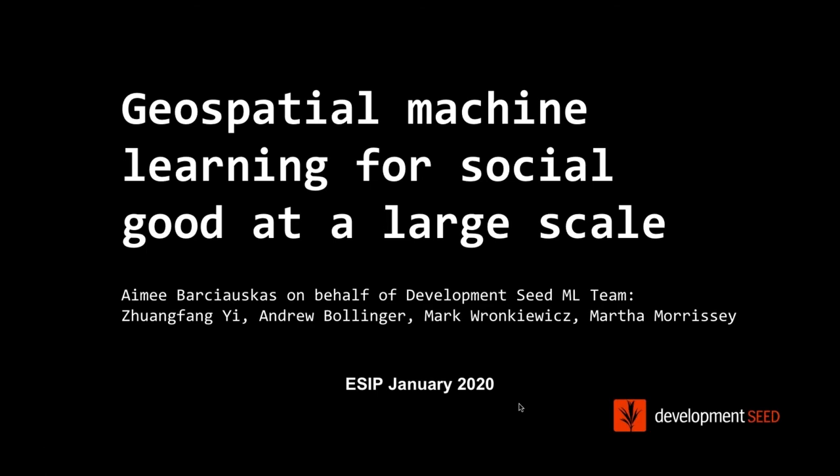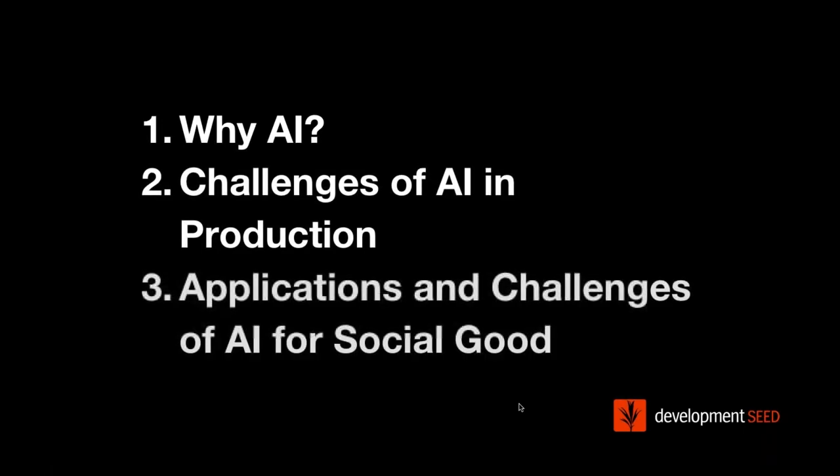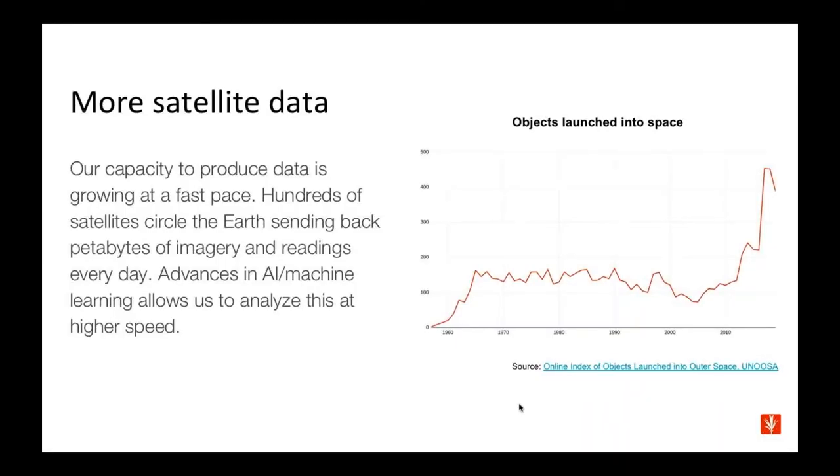As a means of moving forward, I'm going to provide a brief outline of where we're going today. Talking about why AI, challenges of AI in production, deploying a machine learning model in the cloud, applications, and then finally applications and challenges for AI for social good. As we all are familiar, we're getting more and more satellite data every day and every year, a huge spike. You see at the right-hand side of that plot, everybody has seen a version of this plot probably 100 times just today.